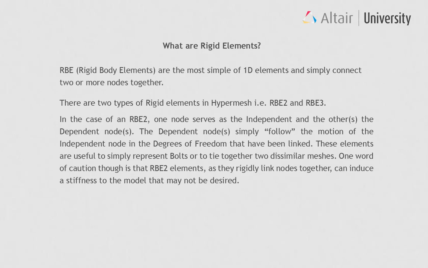In this video you will learn how to create 1D elements, like rigids, bars and beams. What are rigid elements? Rigid body elements are the most simple of 1D elements and simply connect two or more nodes together. There are two types of rigid elements in HyperMesh, that is RBE2 and RBE3.